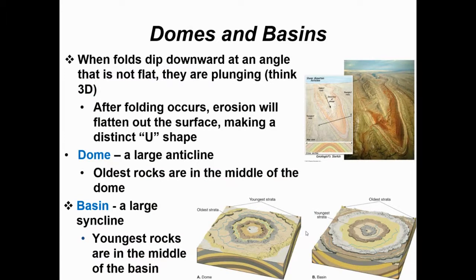So what we just looked at is a really small localized situation. Folding can occur in larger settings, in which case they're referred to as domes if it's a large anticline. Notice the upward arching rock strata here. And it's a basin if it's a syncline, so it's got the downward arching strata. So these are just large scale examples of anticlines and synclines.